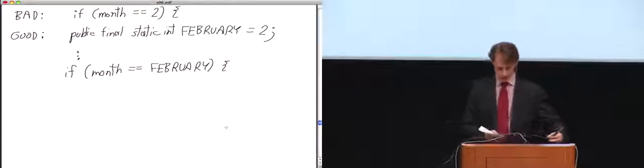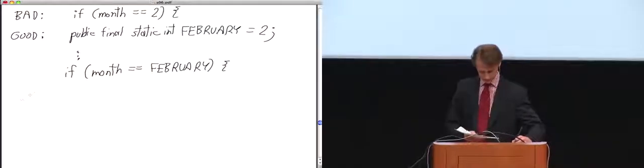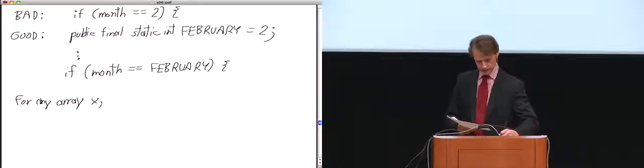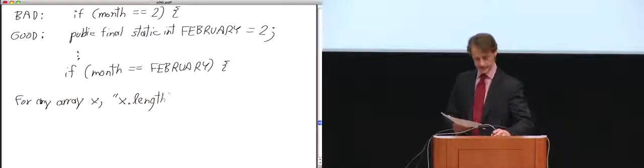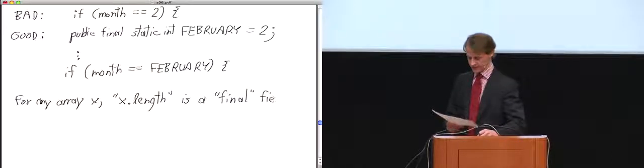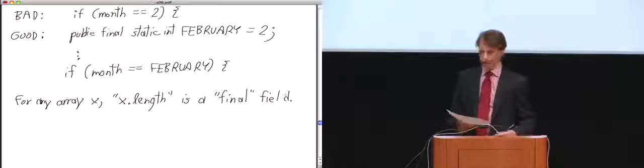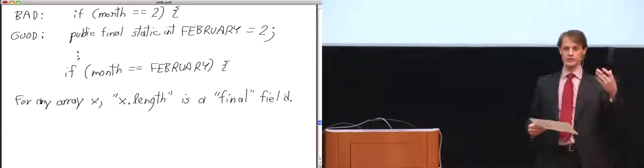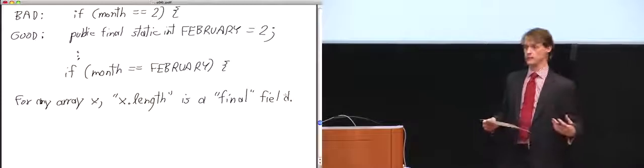A couple of things you should know are that for any array, let's call it X, the length field of that array is an example of a final field. You can never change the length of an array by changing its length field. You can also declare local parameters to be final. That means that once the parameter is passed in, it can never be changed.